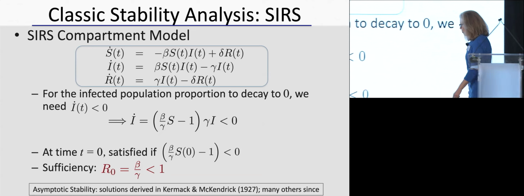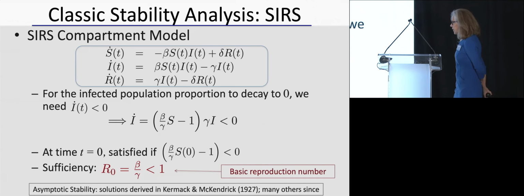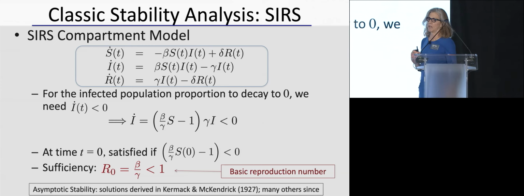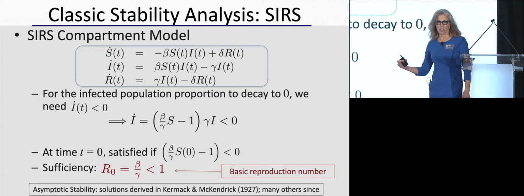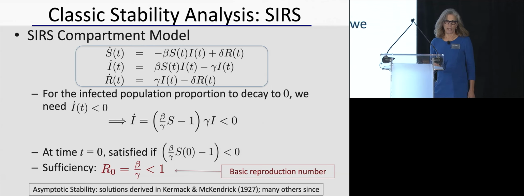So we can come up with, just using basic high school calculus, a sufficiency condition. Everyone knows this is the basic reproduction number. And basically it says if the ratio of the infectivity rate to the healing rate is less than 1, then we will converge to the disease-free equilibrium.